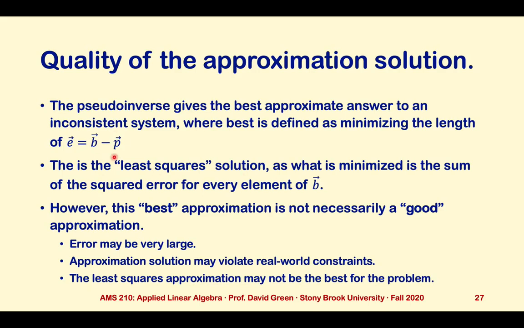Why? Because what is the length of this error? It's the sum of the squared differences. Basically, we take every element of our desired right-hand side B, every element of the actual solved for right-hand side P. We take the difference of all of those elements, square that difference, and add them up. Call that the sum of the squared error, and we minimize the sum of the squared error. That's really quite a mouthful, and so we simplify that by calling it a least squares solution.